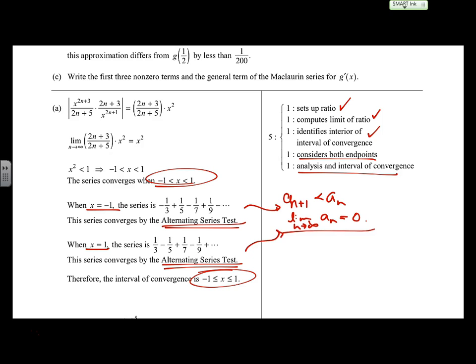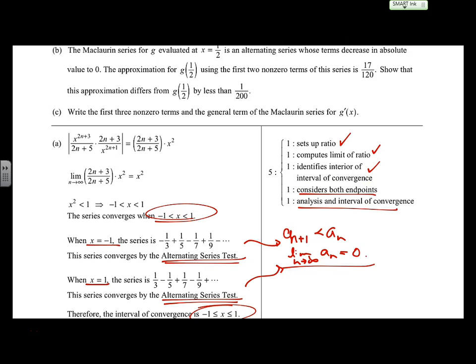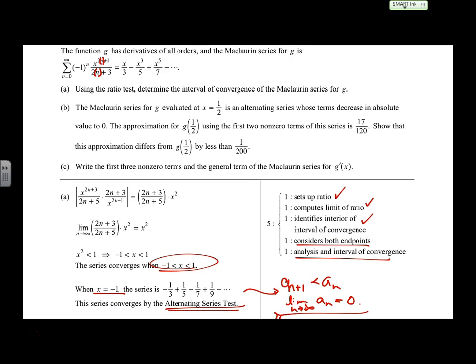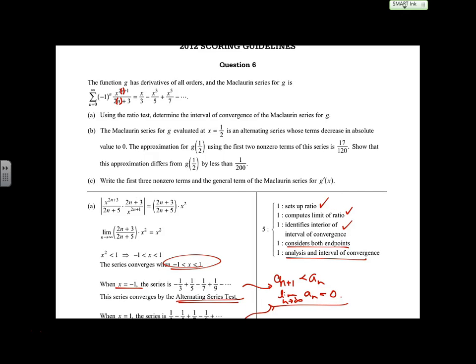Okay, so then for letter B, before we check it, you were told the Maclaurin series for G evaluated at 1/2 is an alternating series whose terms decrease in absolute value to 0. So that's a lot of background. Is G up above? Oh, that is G, okay. The approximation for G of 1/2 using the first two non-zero terms, which would be just the first two up above, is 17 over 120.